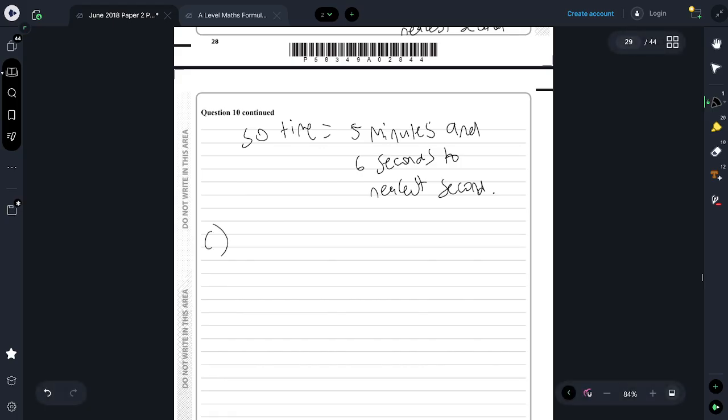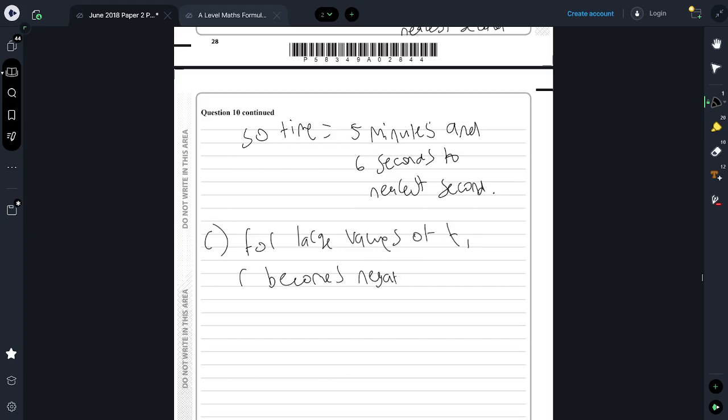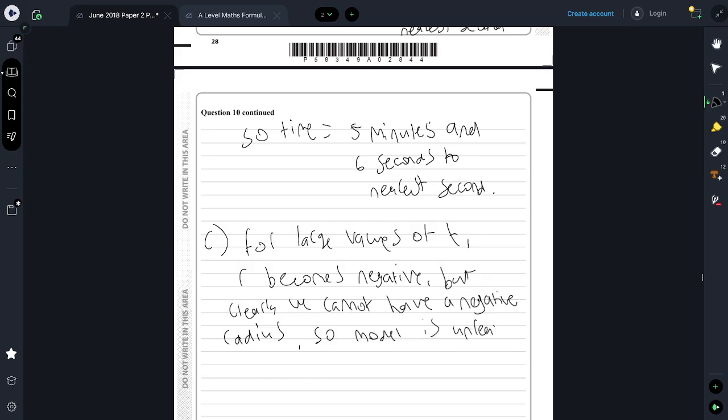But that's a flaw because for large values of t, r becomes negative. Clearly, we cannot have a negative radius. So the model is unrealistic for large values of t. And that is quite a common thing to say, right? With models like this, if there's no bounds on t, you have to consider certain values of t and see if the model makes sense. That's what it's saying there.